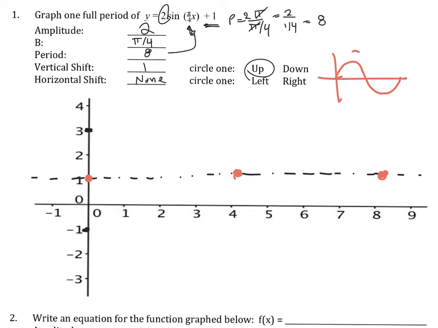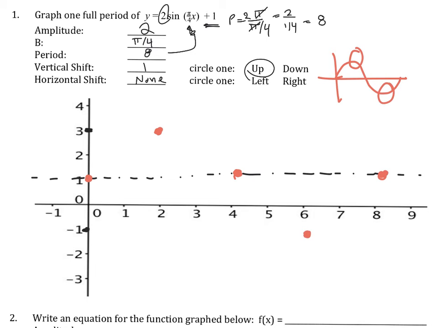And now I can fill in the peak, the positive peak, which is halfway between 0 and 4. That should be x equals 2 and y equals 3. That's our maximum y value. And our minimum point from my sketch is going to be between the 4 and the 8, and that's at our minimum value, which is y equals negative 1. So it's x equals 6, y equals negative 1.